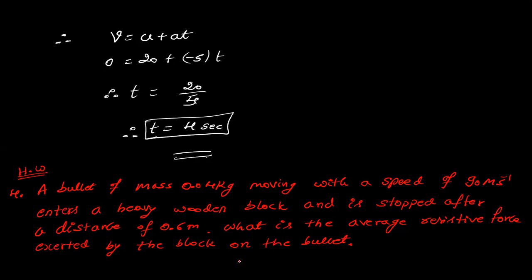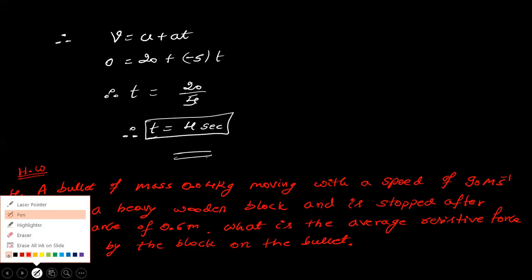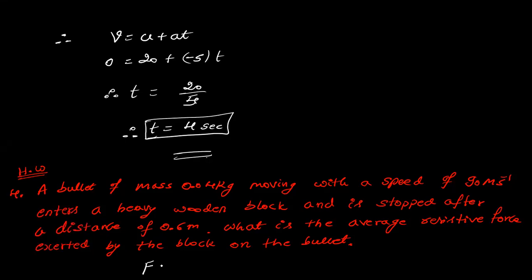F is equal to ma. Distance is given 0.6 and here the speed is given 90 meter per second. This is the initial speed. Finally, the bullet stops, v becomes 0. Okay, you can use the formula v square equals u square plus 2as. Find out the acceleration there and then use F is equal to ma. So here the expected answer is minus 270 Newton. That means this is the retarding force. So this should be the answer.